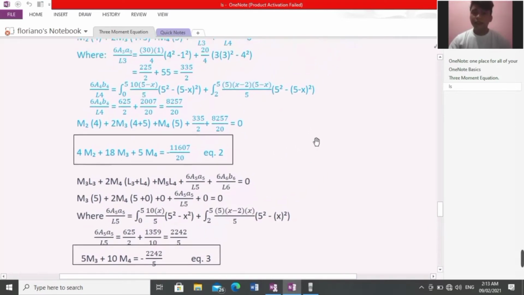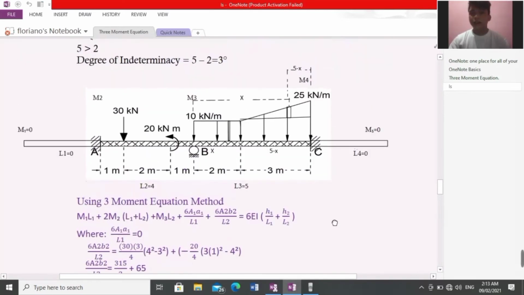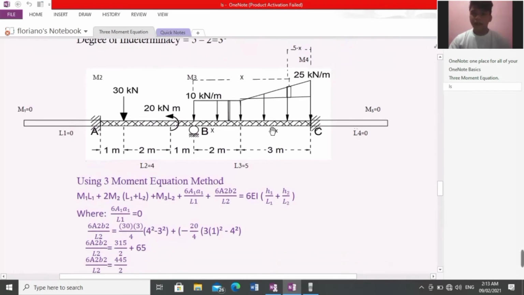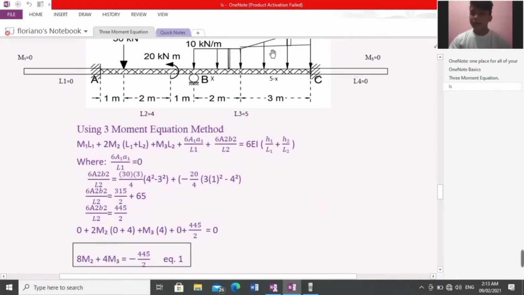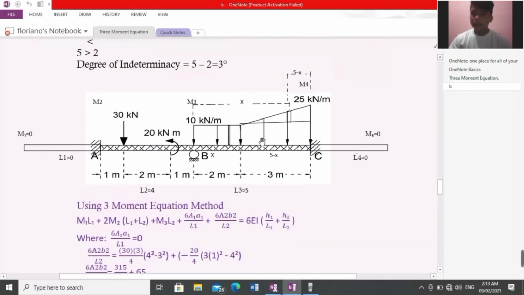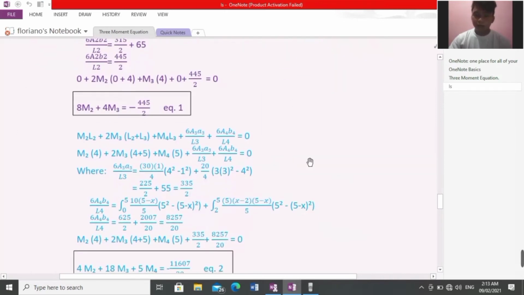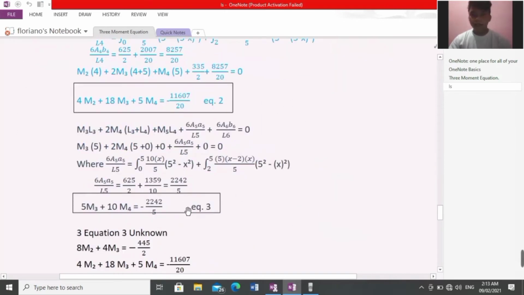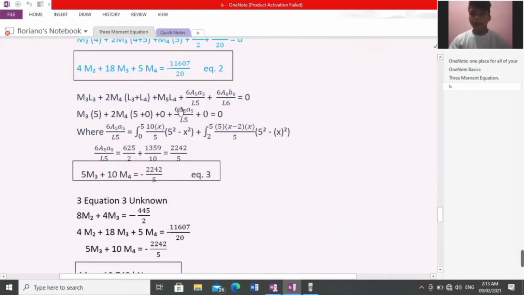So, madali na lang din to kasi meron na tayong nakuhang height nitong strip dito sa triangular. Diba? Ito yung magiging left span, dito yung right span. Kaya 0 dito. So, meron lang tayo sa left span. So, kagaya ng ginawa natin kanina, ganun din yung gagawin natin ngayon dito sa equation number 3 natin.